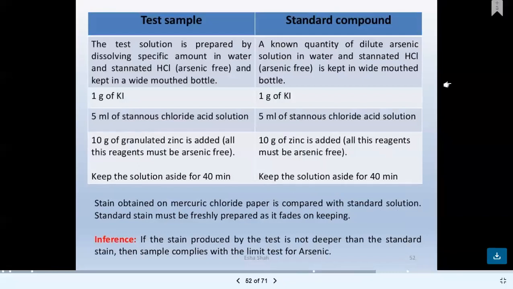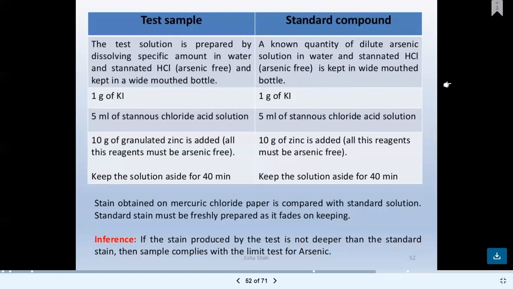So next is the procedure for the limit test for arsenic. Since it is a comparison method, we are going to perform the practical in two ways, one for the test and another for the standard. First we'll study the procedure for the test sample. For the test sample, we are going to take a Gutzeit apparatus. The test solution is prepared by dissolving a specific amount in water and stannated HCl, that is arsenic free HCl, and we keep it in a wide mouth bottle which has a capacity of 120 ml.